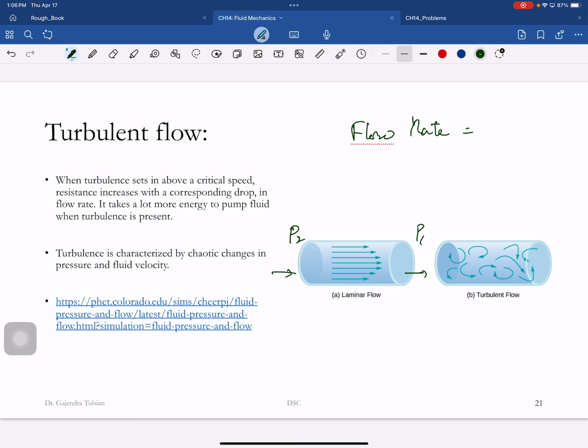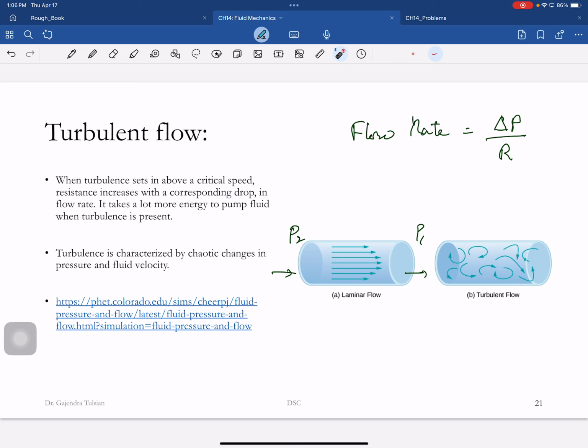That is, a non-viscous fluid doesn't have any friction. So the flow rate is the pressure difference divided by the resistance to flow. Resistance depends on viscosity and all that. We'll come to that later. But if the flow becomes turbulent, resistance increases, and if you wanted to maintain the same flow rate, you would have to increase the pressure difference.